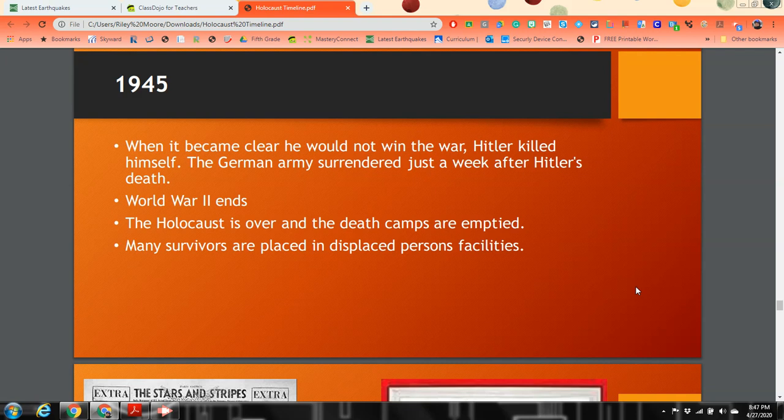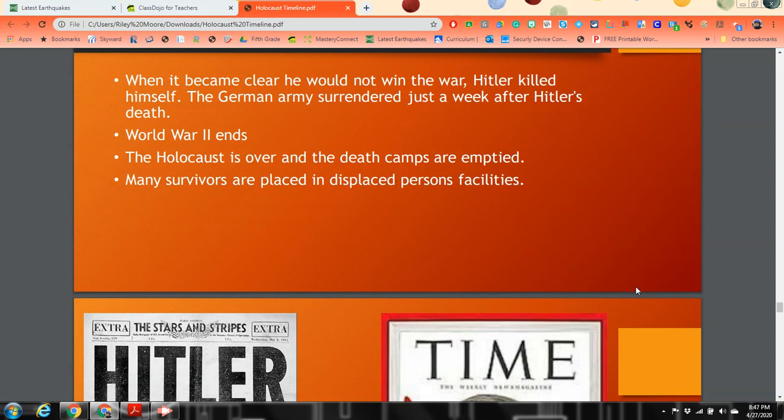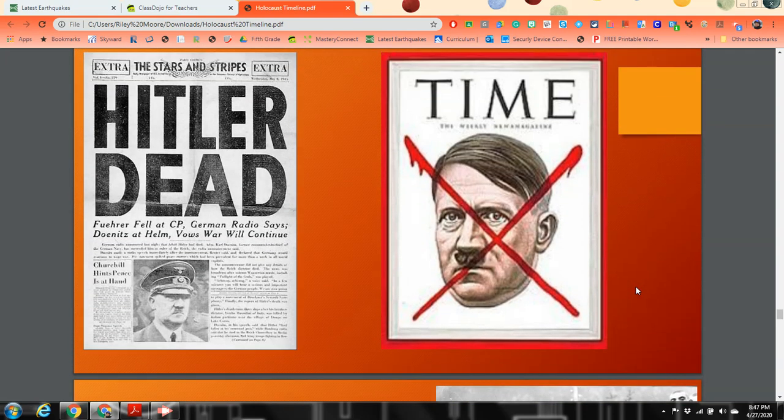If you look at interviews of these soldiers, they themselves were extremely impacted by these facilities. And even when they were free, they couldn't go back home because most of their family members had died. Some of them were the only ones left. And when Hitler died, it was big news. You have Time magazine, and then you have the Stars and Stripes when they found Hitler dead in Berlin.